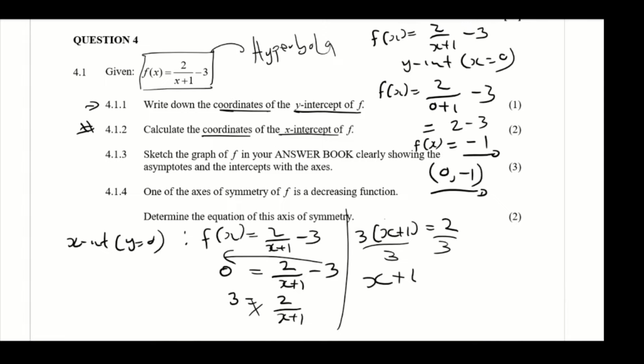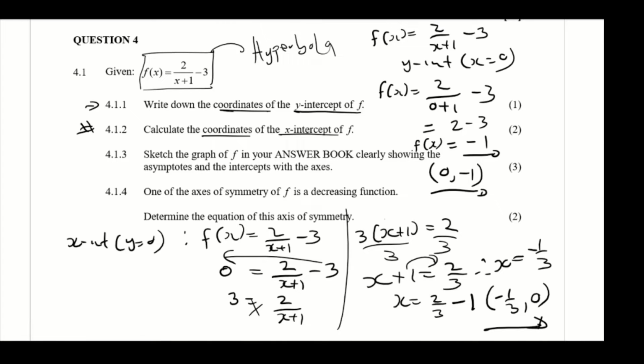You have x plus 1 is equal to 2 over 3. Then you transpose the 1 to the other side. You have x equals 2 over 3 minus 1. So therefore, our x is going to be equal to minus 1 over 3. So your coordinate form is minus 1 over 3 and 0. And then we are asked to sketch. So in 4.1.3, we are asked to sketch the graph and show clearly all the asymptotes and x-intercepts.